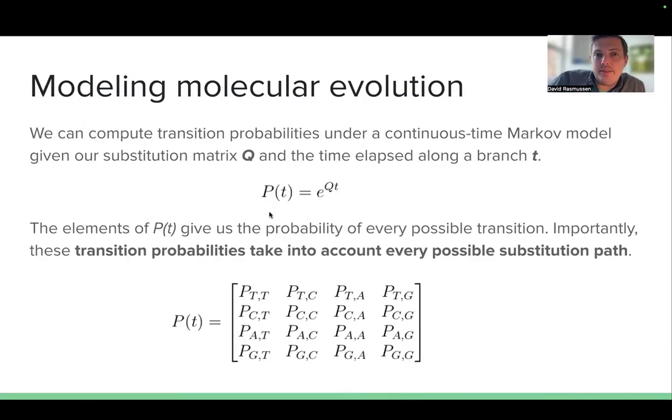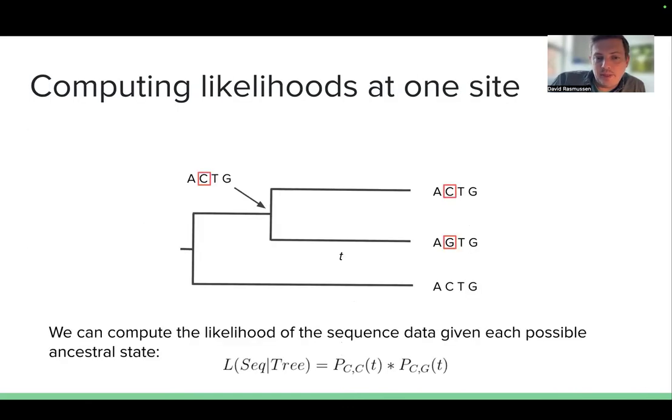So when we talked about doing this for Markovian models of molecular evolution, we noted that basically we could calculate these transition probabilities that describe the probability of going from any one nucleotide or any base to any other base, given any possible substitution path. And so we could use these transition probabilities to calculate the likelihood of going from any ancestral sequence to an observed sequence at the tips of the tree.